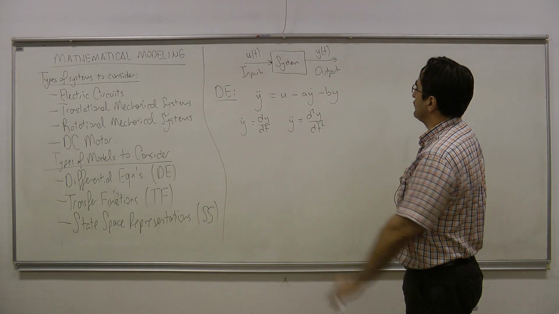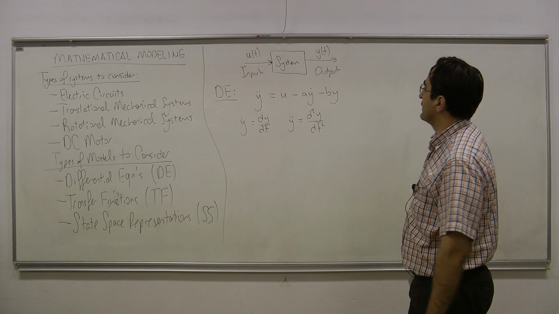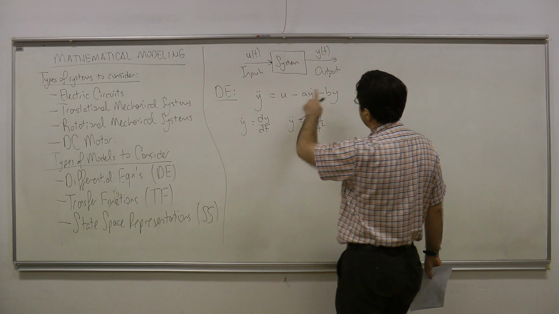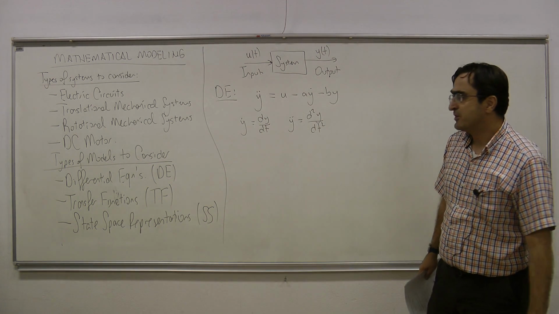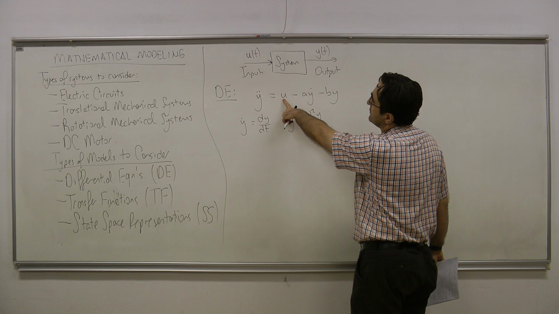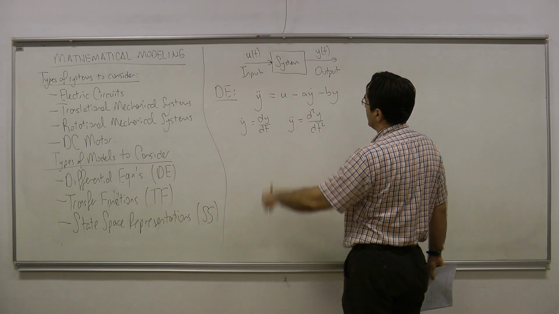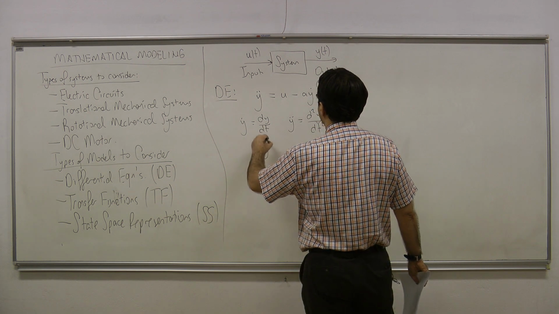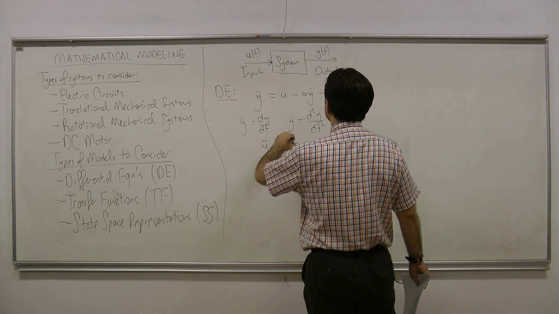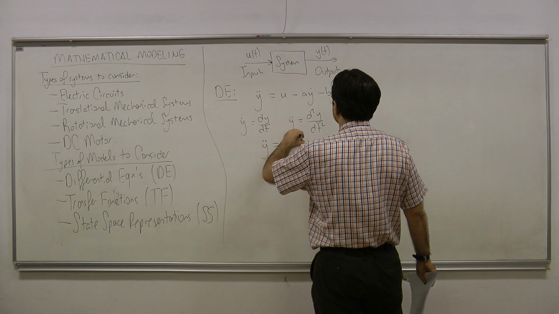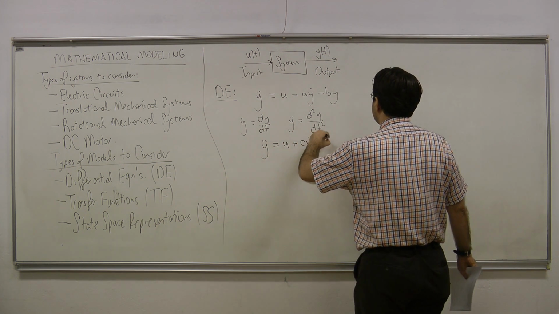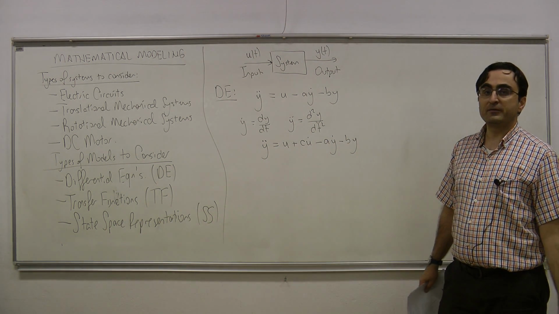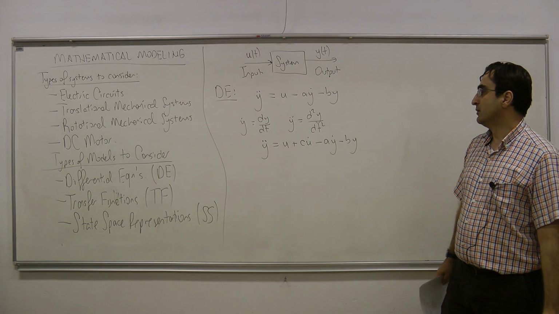So this is what a differential equation representation looks like. It contains the input and it contains the output and its derivatives. Sometimes we might also have the derivatives of the input in the differential equation. So this is another differential equation example. Y double dot is equal to u plus, let us say, c times u dot minus a y dot minus b y. This is also a differential equation type that we can work with.